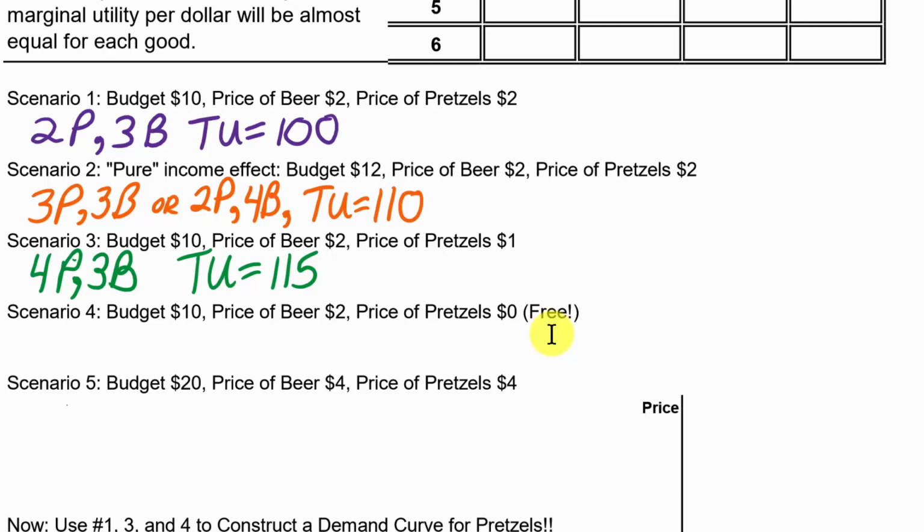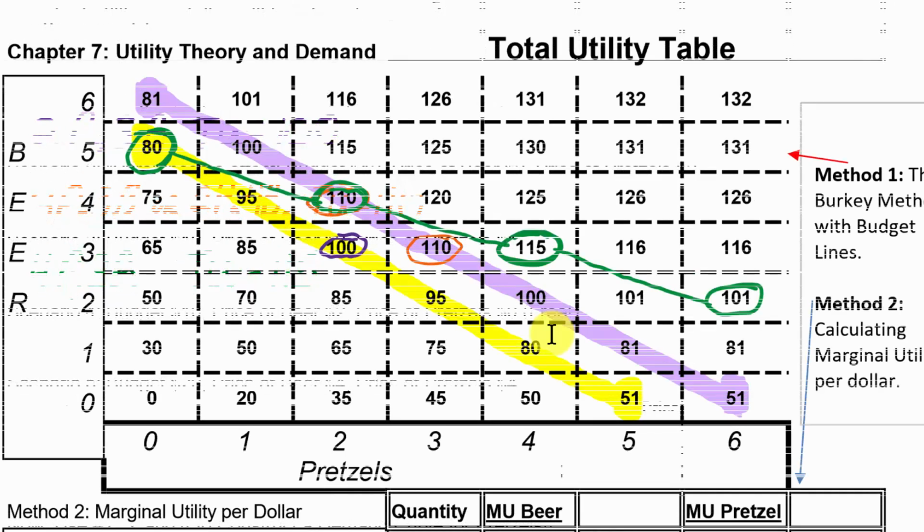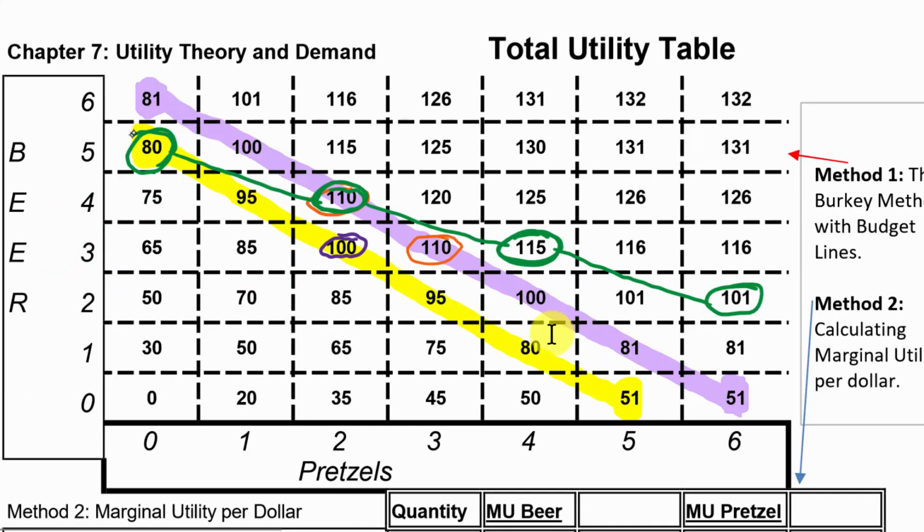Well, we could still afford 5 beers, right? How many pretzels could we afford? Any amount we wanted to, right? Let's do this one in red. So here's one thing we could afford, and basically we could afford anything on this row. We don't have to give up any beers at all in order to get more pretzels, so our budget line is just a horizontal line here.